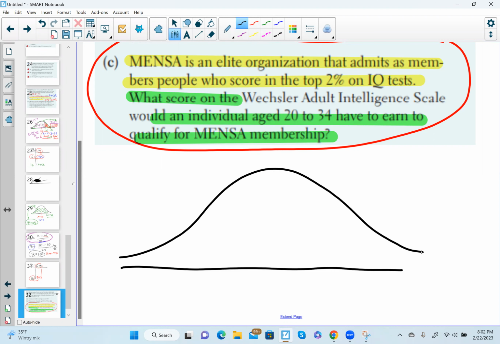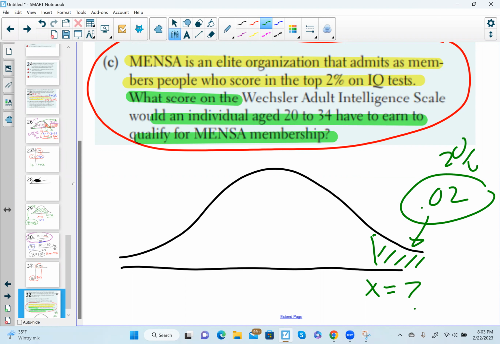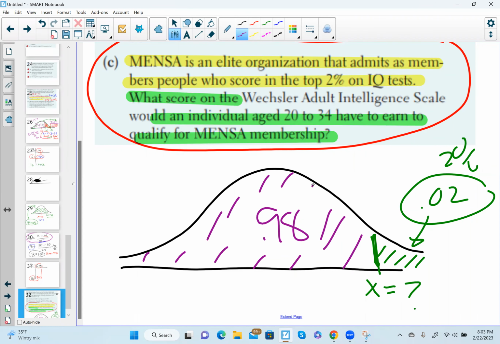Here's your normal distribution. Over here somewhere is a number X. And I don't know what this IQ score is. What we do know, though, is that the area above it is 0.02 or 2%. Because if you're in this little green area out here, this is where the Mensa people are. And here's where you have to realize that if this is the top 2%, then the area to the left is 0.98. Here's everybody else, 98% of the human population that is not in Mensa.